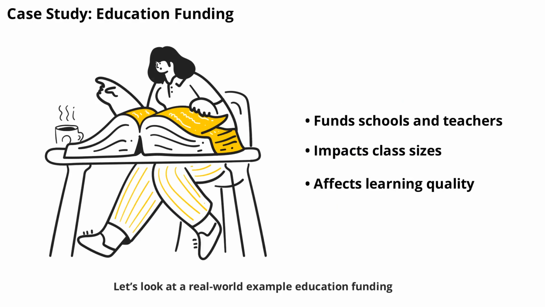Let's look at a real-world example: education funding. In many countries, a significant portion of the budget goes to schools, teacher salaries, and educational materials. Budget decisions in this area can affect class sizes, curriculum quality, and access to technology. By examining how education is funded, we see the direct link between budget choices and outcomes for students.